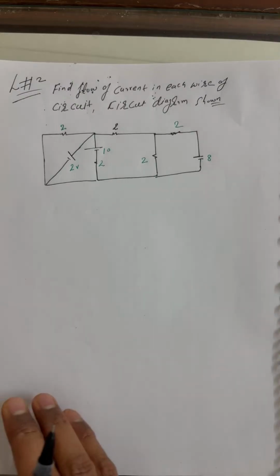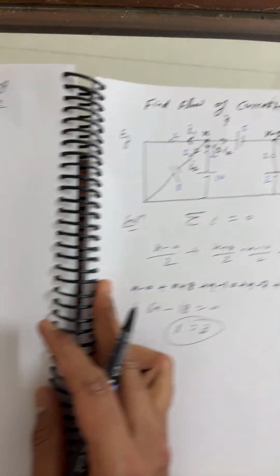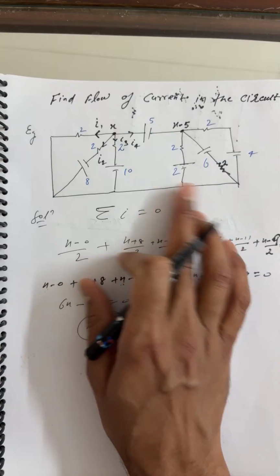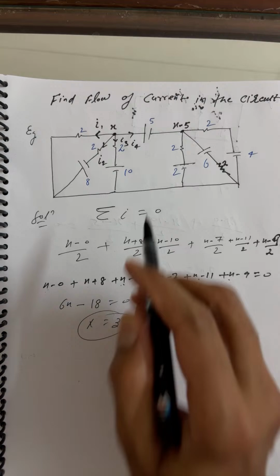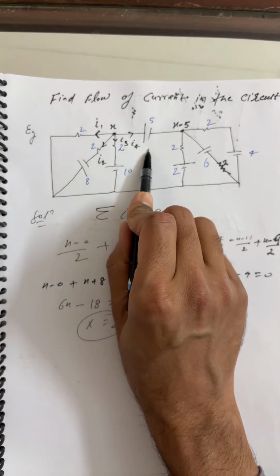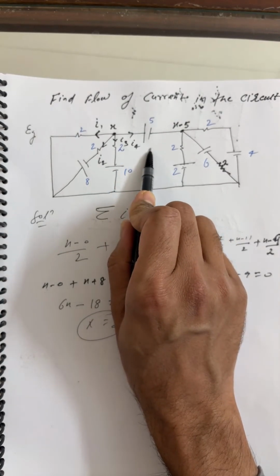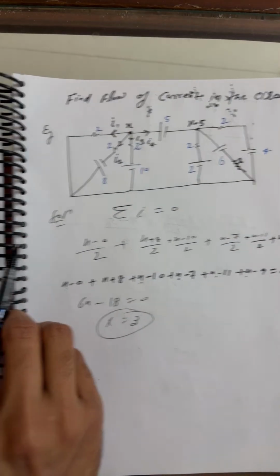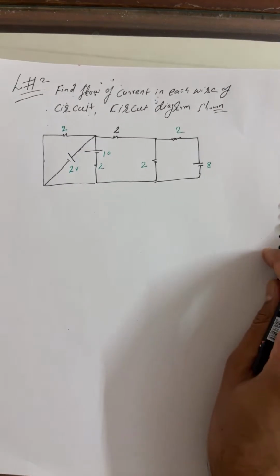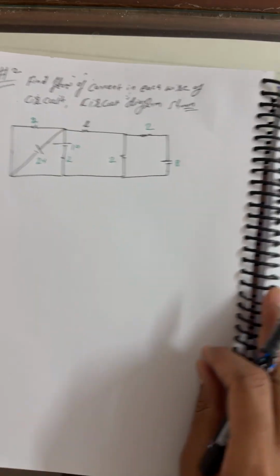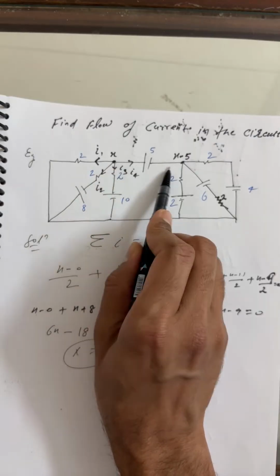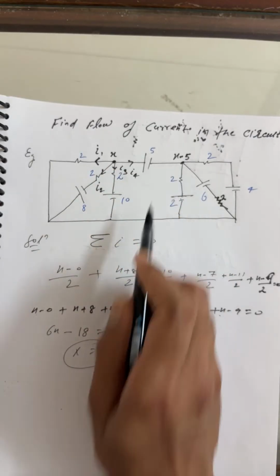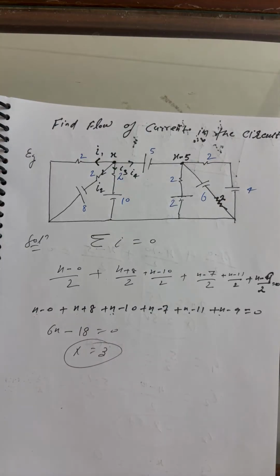Yesterday I did this question too, and these two are very similar. What's the difference? Yesterday I had taken V volt by 3 here, but for this condition there is a resistor. I took the junction point X, which is common, and the drop here is X minus 5.